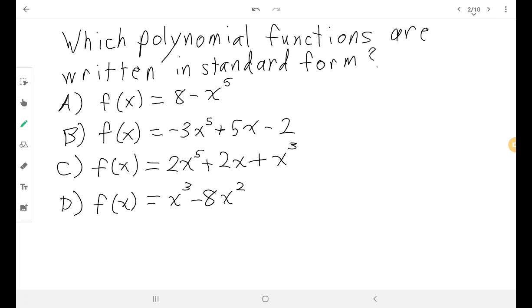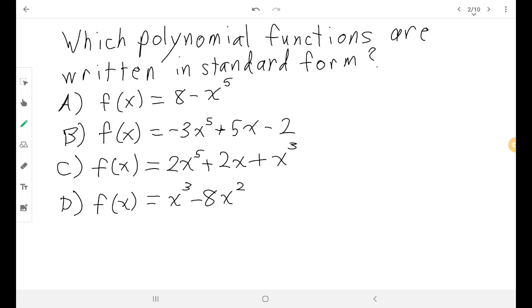The first one we're going to talk about, and you're going to see this in the Edgenuity video, they'll give you the definition and stuff. The question is, which polynomial functions are written in standard form? So standard form, all standard form is when the highest degree, that is the highest power, is all the way on the left of the expression, and then you work your way down in powers, and you have the constant, that is the number, all the way at the end.